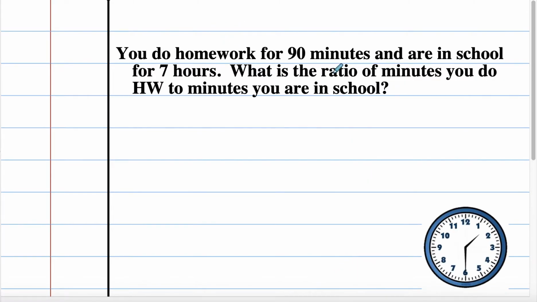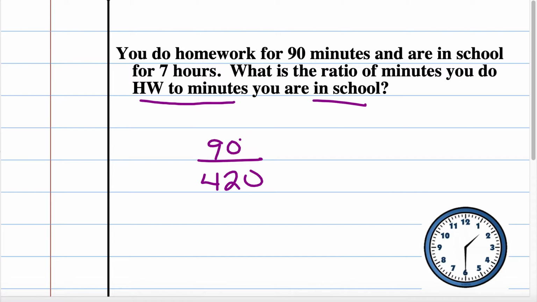So you do homework for 90 minutes, you are in school for 7 hours. What is the ratio of minutes you do homework to minutes you are in school? So homework would be 90 minutes, and the minutes we are in school, well, there are 7 hours, and so 7 times 60 would be 420. So 90 to 420. Now we should look if we can simplify.